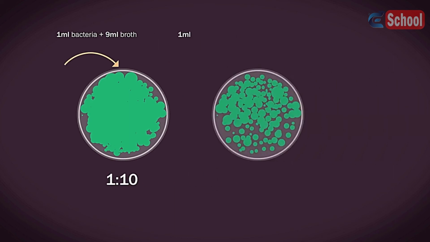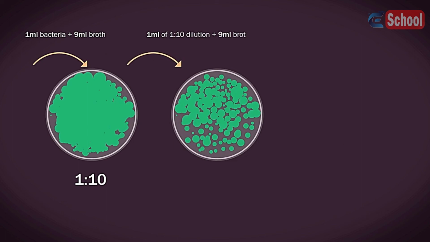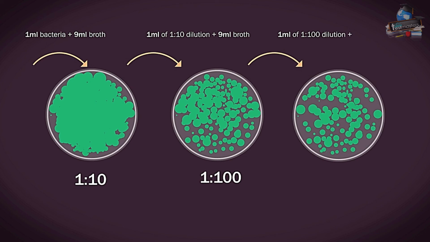Let's look at colonies of bacteria for this. So we take 1 mole of our bacteria colony and add it to 9 mole of broth. This gives us a 1:10 dilution. If we then take 1 mole of this 1:10 dilution and add it to 9 mole of broth, we now have a 1:100 dilution. And if we take 1 mole of this 1:100 dilution and add it to 9 mole of broth, we now have a 1:1000 dilution.